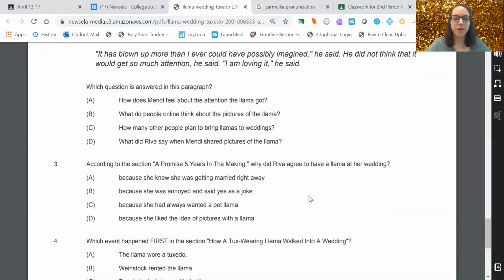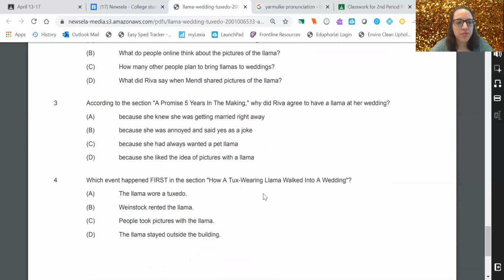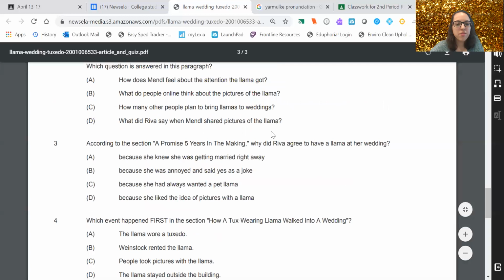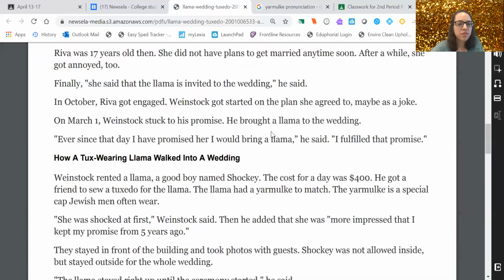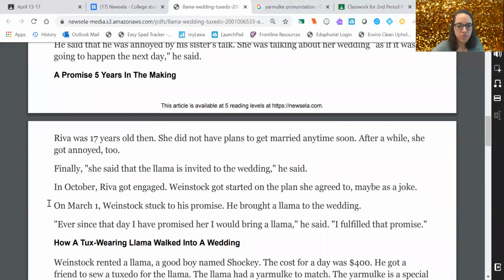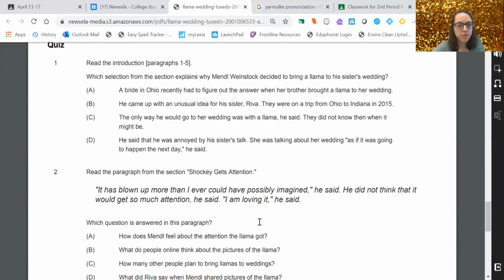Okay, just 2 more. Number 3, according to the section, A Promise 5 Years in the Making, why did Reva agree to have a llama at her wedding? So again, the answer will be just right in this paragraph for number 3.